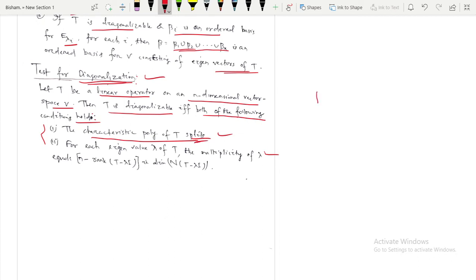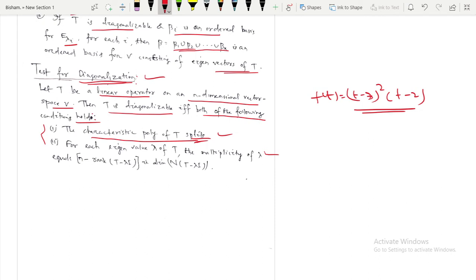What is the meaning of split? For example, (t minus 3) square into (t minus 2), if the field is not given, means your field is the real numbers, so this polynomial splits into (t minus 3)(t minus 3)(t minus 2). Splits means this polynomial can be factorized into linear factors.